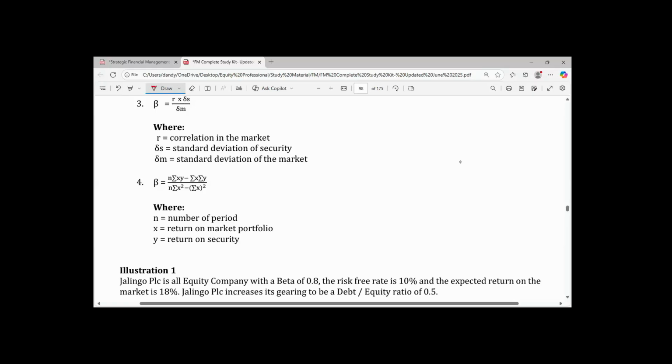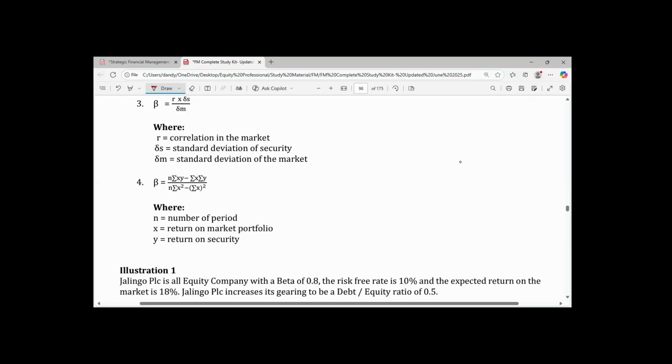Then the second assumption is that investors plan to achieve a single holding period. That is, all investments will have a single time horizon, possibly a year. The third one is that investments are infinitely divisible. That is, fractional parts of the investment can be undertaken for the foreseeable future.